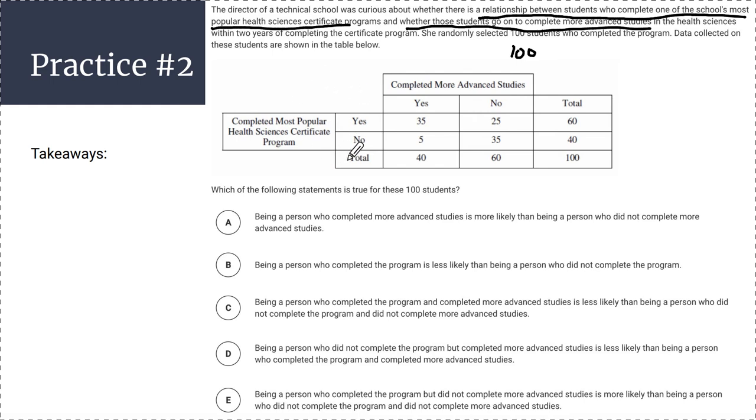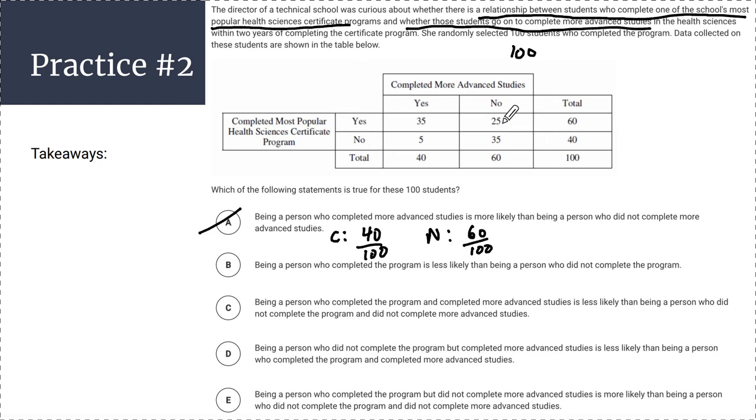Again, we have whether they completed the most popular health science program, whether they completed more advanced studies. A says, being a person who completed more advanced studies is more likely than being a person who did not complete more advanced studies. So let's figure out each of these things that they want. Being a person who completed advanced studies. So how many people completed advanced studies? 40. So the complete category is 40 out of 100 in comparison to did not complete, which would be 60 out of 100. So is being a person who completed more advanced studies more likely? No, only 40%.